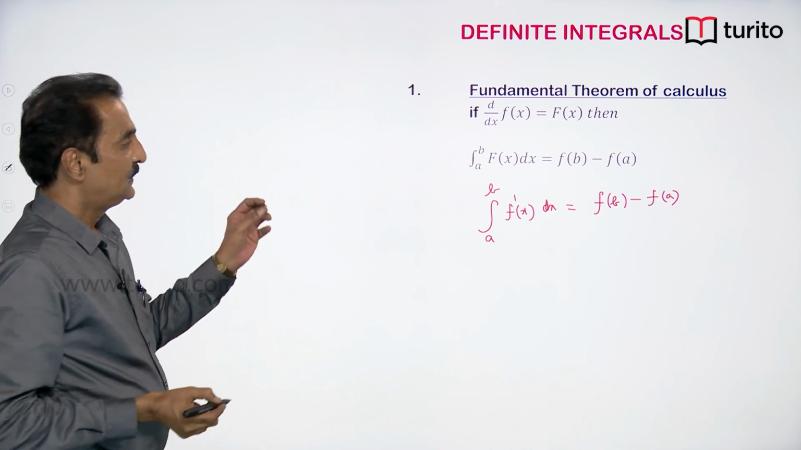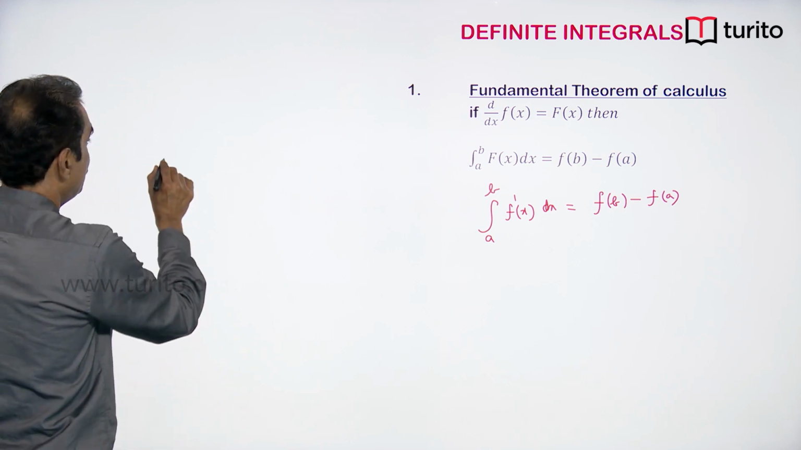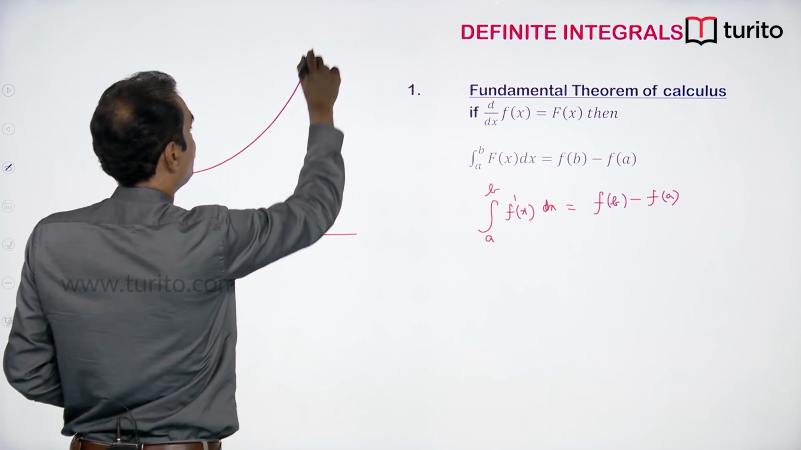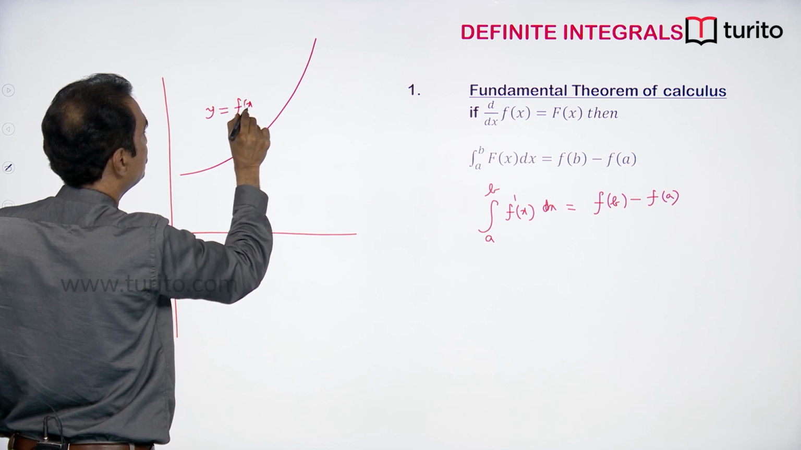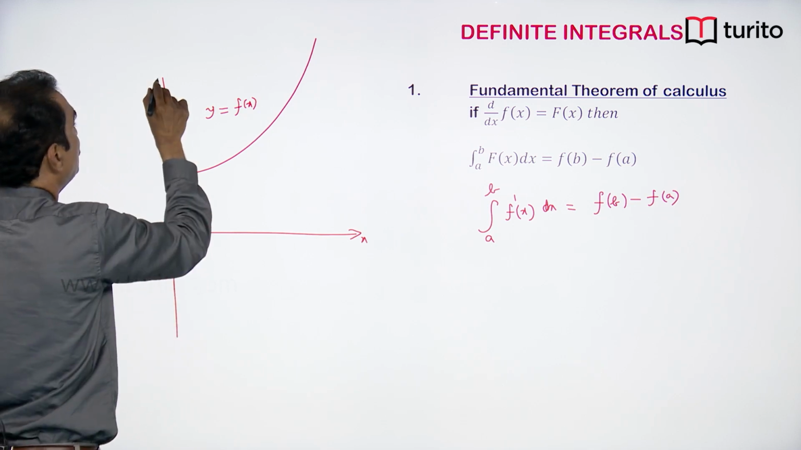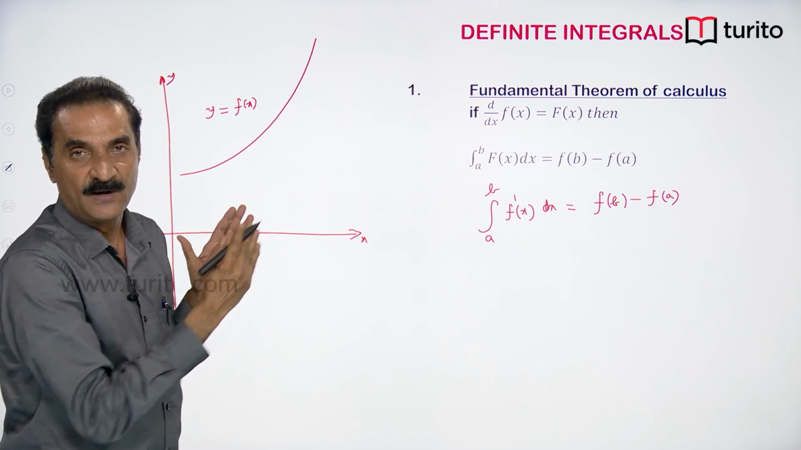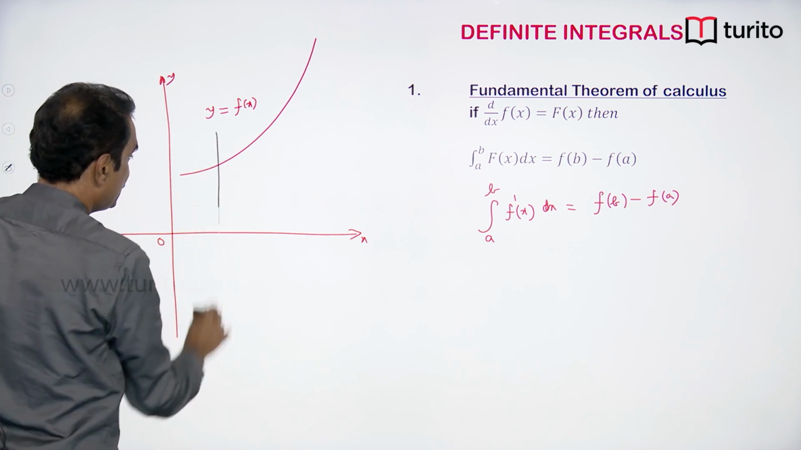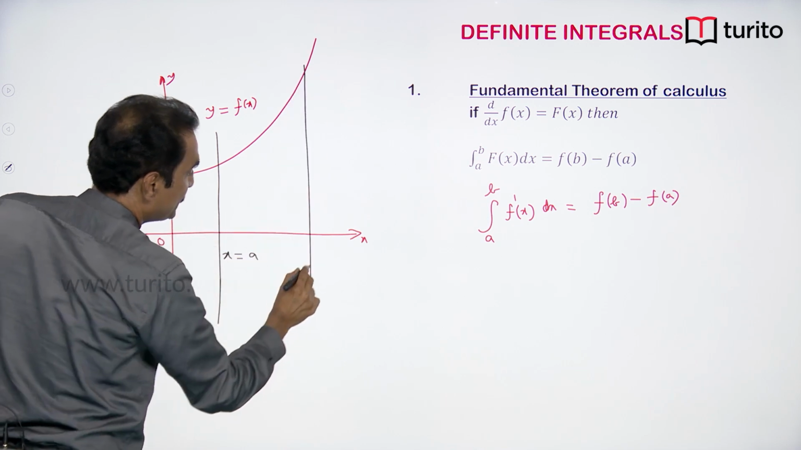Okay. And if you want to understand this result, you take the graph of f of x. This is the graph of y is equal to f of x. This is x axis, origin and y axis. Now take an interval a to b. Suppose this is x is equal to a, this is x is equal to b.